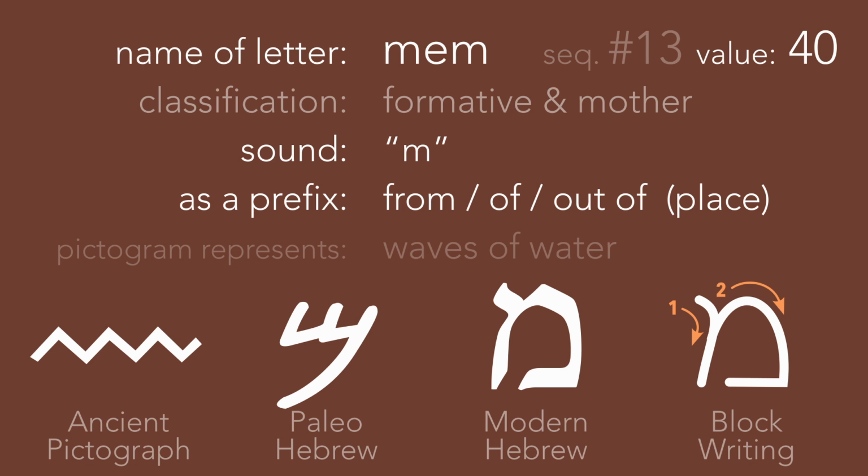The shape of the ancient pictogram represents waves of water. And you'll notice that the shape of our modern Latin letter M is still basically the same. It is a formative letter, and it has multiple grammatical functions, but today I just want to point out its use as a prefix to mean from, of, or out of, referring to being from a place.